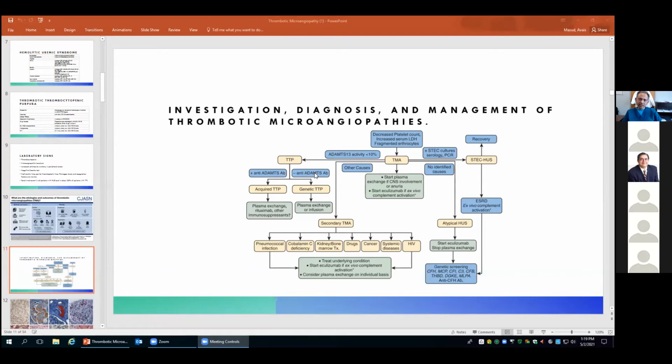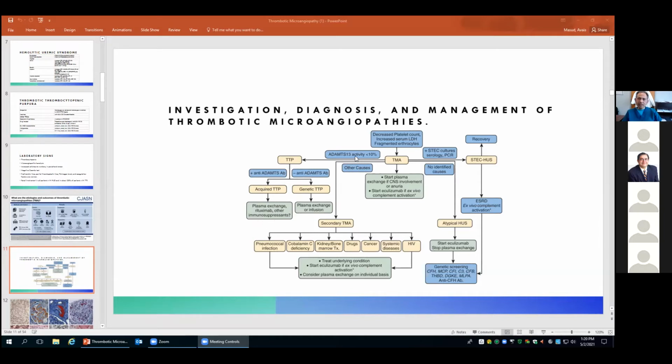If it's a congenital absence of the protease, the treatment is only plasma exchange or infusion to replace that protease. But if it's acquired TTP, then again plasma exchange, not just transfusion, because you want to take out the antibodies and also replace the protease, and also rituximab to suppress the formation of those antibodies, or other immunosuppression.